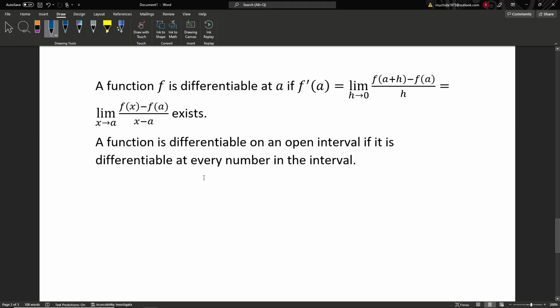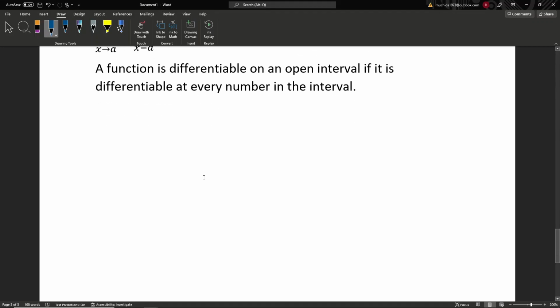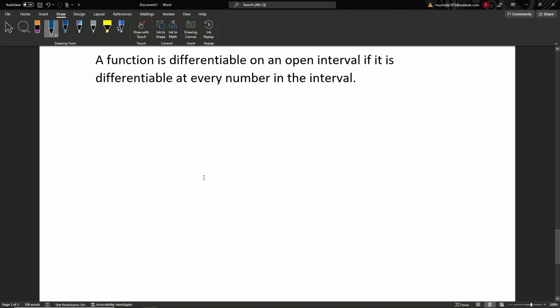Now a function is differentiable at a if f prime of a, which is equal to the limit as h approaches 0 of f of a plus h minus f of a all over h, or another way to state it is the limit as x approaches a of f of x minus f of a over x minus a, as long as that limit exists. A function is differentiable on an open interval if it is differentiable at every number in the interval. For a function to be differentiable, we think of it as having to be a smooth function.